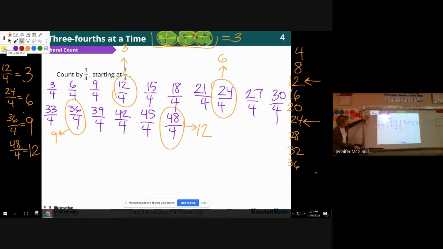Chloe, what's it doing in the tens place? It's counting by 1s. Someone in every single class has said that the ones place is counting by 2s and the tens place is counting by 1s. Which would mean, what would the next fraction be then?